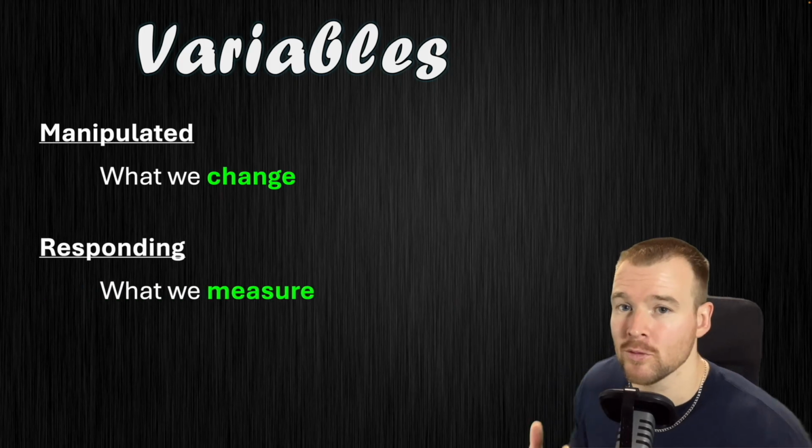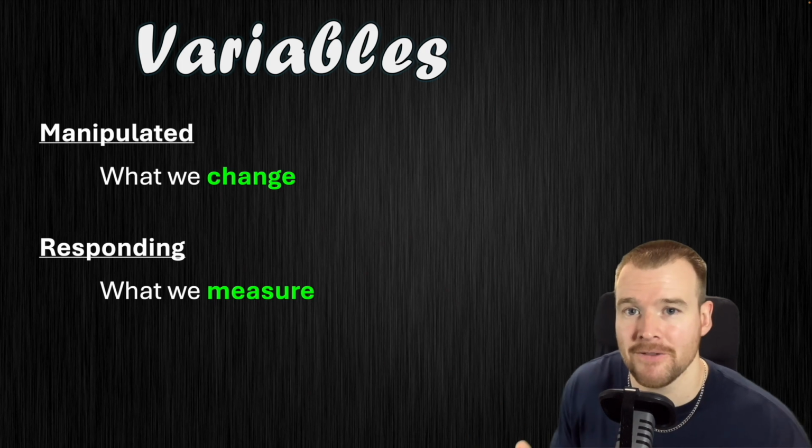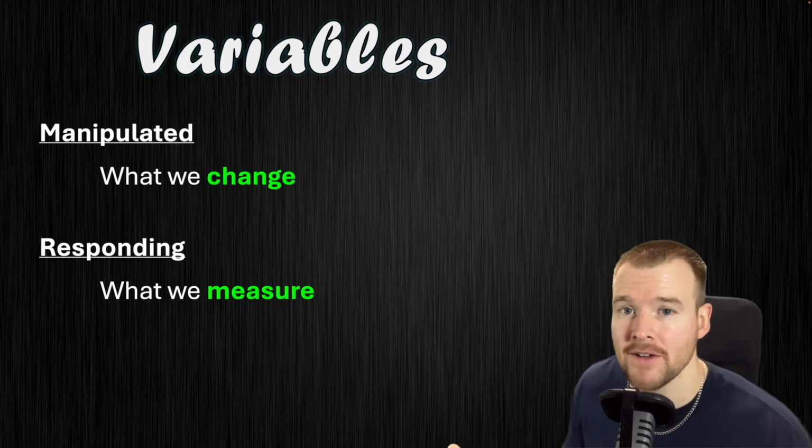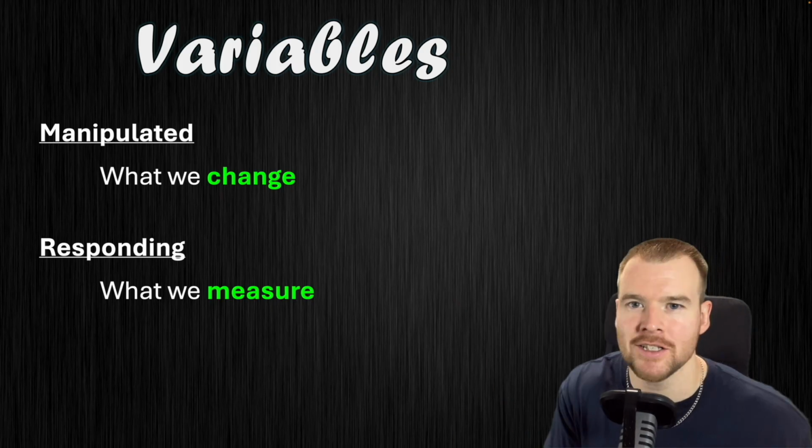That's going to be called the responding variable, something that we can measure and determine: did this have the effect that we expected, or did it have an opposite effect? What's the effect of changing our manipulated variable? So let's do another example.